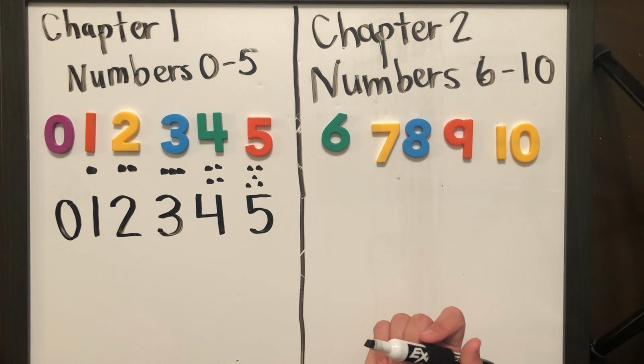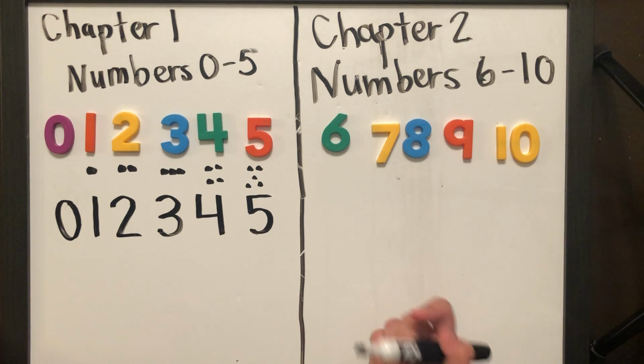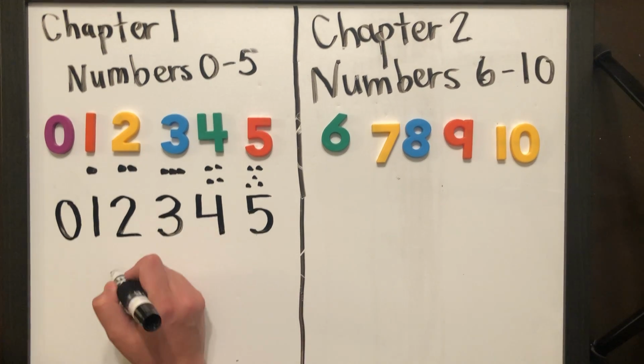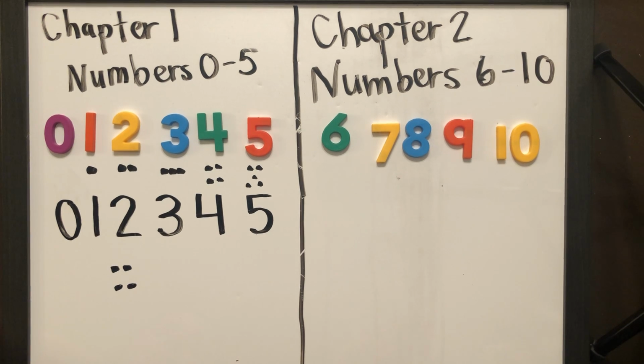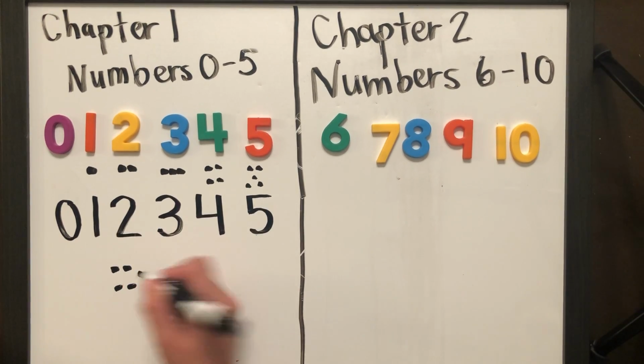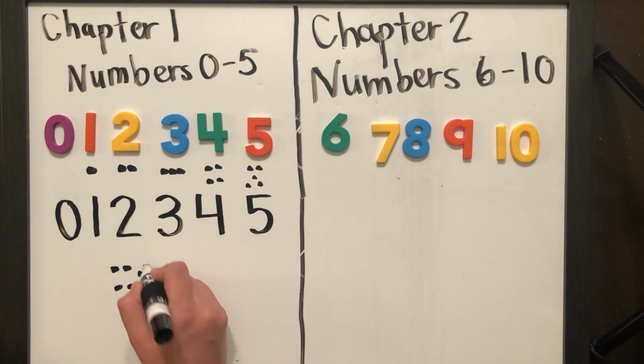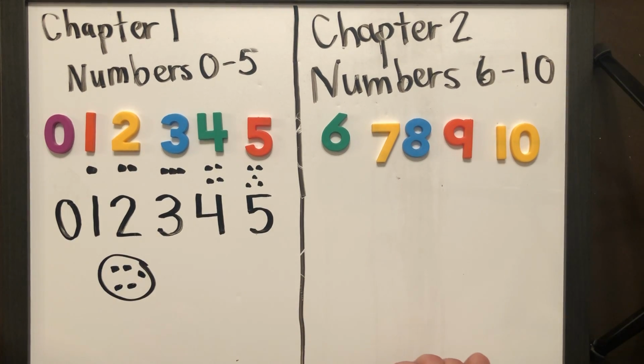Something else that we did in chapter 1, we talked about one more. So if I had 4 dots right here, what is one more? Well, if I add one more, how many do I have? I have 5. Very good. So we talked about one more.